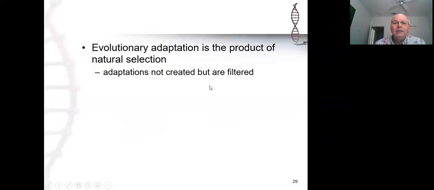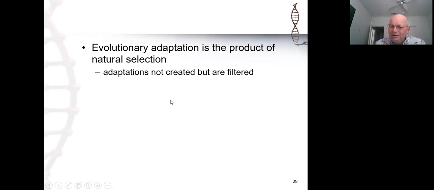So, in essence, what natural selection is doing is filtering or editing, because that is another idea that's been floated. It is changing the nature of the population to reflect those adaptations that are favorable and filtering out those that are not favored. They get eliminated over time.